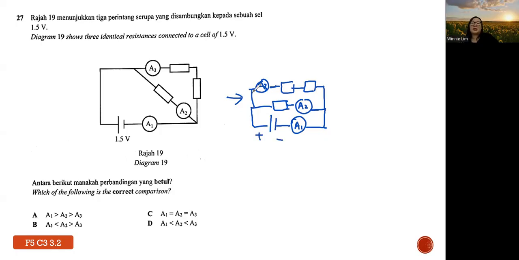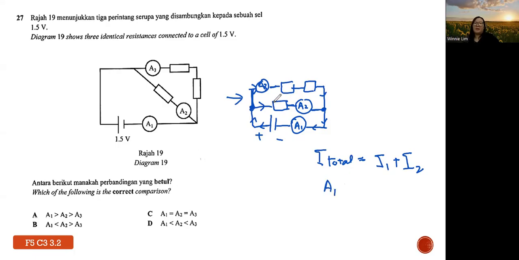So in a parallel circuit, that means the main current I total equals I1 plus I2. For information, your current will flow from the positive. Then upon this point, they will split into certain currents to the respective paths. And then they will join back at this point. So actually A1 is having the total current, the main current. So A1 is supposed to be the total.